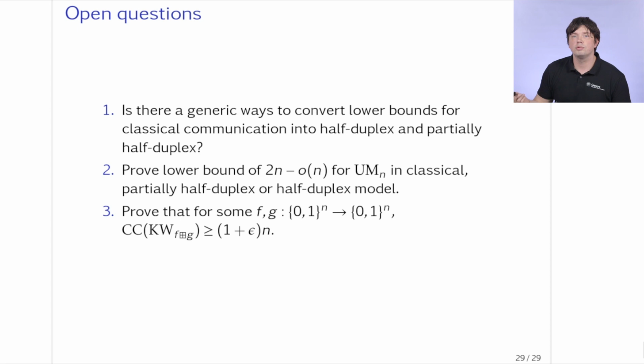Then, okay, can we prove better lower bounds, 2n for UMN, in any of the models, preferably half duplex, or even partially half duplex? That would be really nice. And most of all, can we actually prove that the composition of two functions is hard for some function f and some function g? That would be almost enough to prove that under a function require 3 plus something. Right, so proof of a supercubic lower bound.